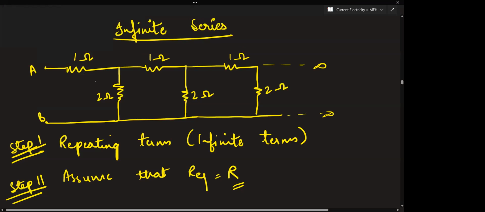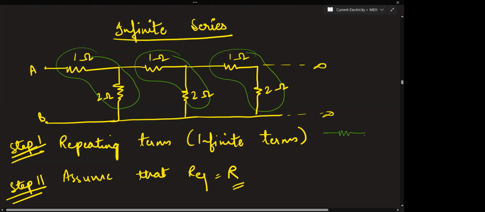See, in this, 1 ohm, 2 ohm, 1 ohm, 2 ohm, are connected infinitely. It means 1 ohm, 2 ohm, 1 ohm, 2 ohm, all these must be connected till infinity. So this is a regular pattern you're able to see. This means step one is to identify the repeating term.